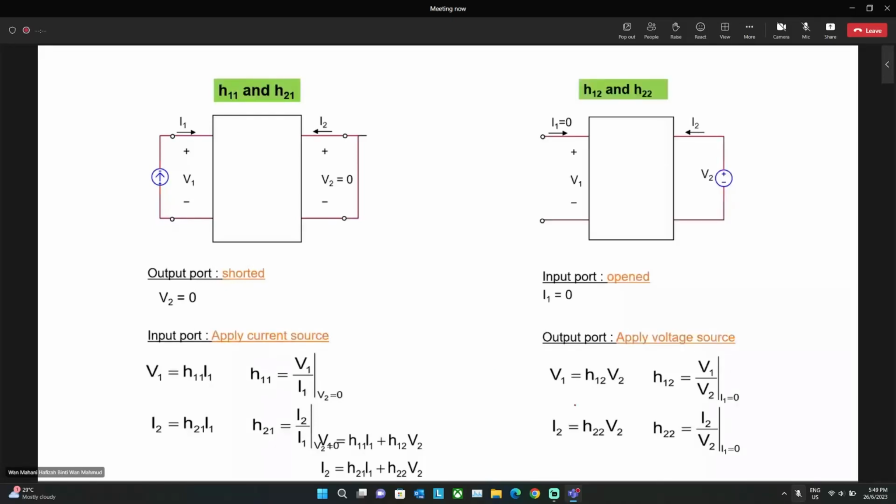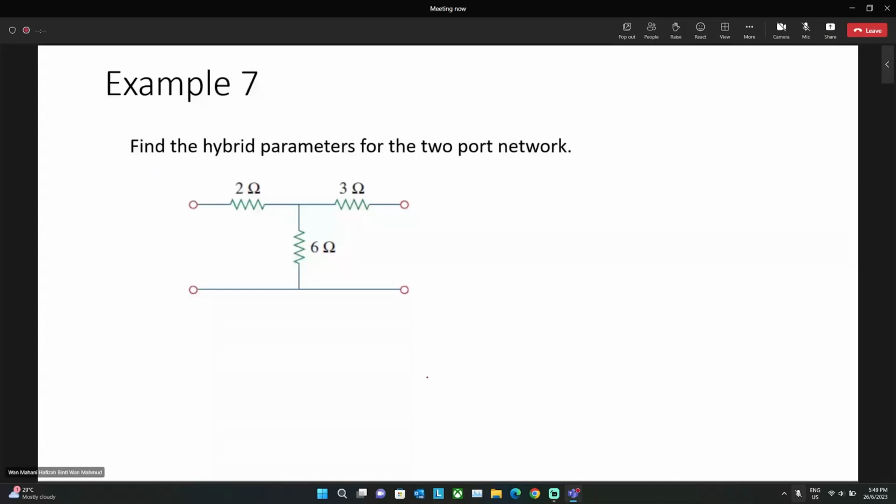So kita terus tengok pada example lah. So that you mungkin lebih mudah untuk faham. Example 7 ya. Okay. So given to you this circuit. You ada 2, 3 dan 6. Okay. So, kita buat satu-satu macam tadilah. Untuk hybrid ni dia tak ada boleh guna mesh ataupun nodal. Memang you kena guna kaedah by definition ni lah. H11 and H21. Okay, H11, H21 kena buat apa? Output port kena short kan? Input port current source lah. 2, 3, 6.